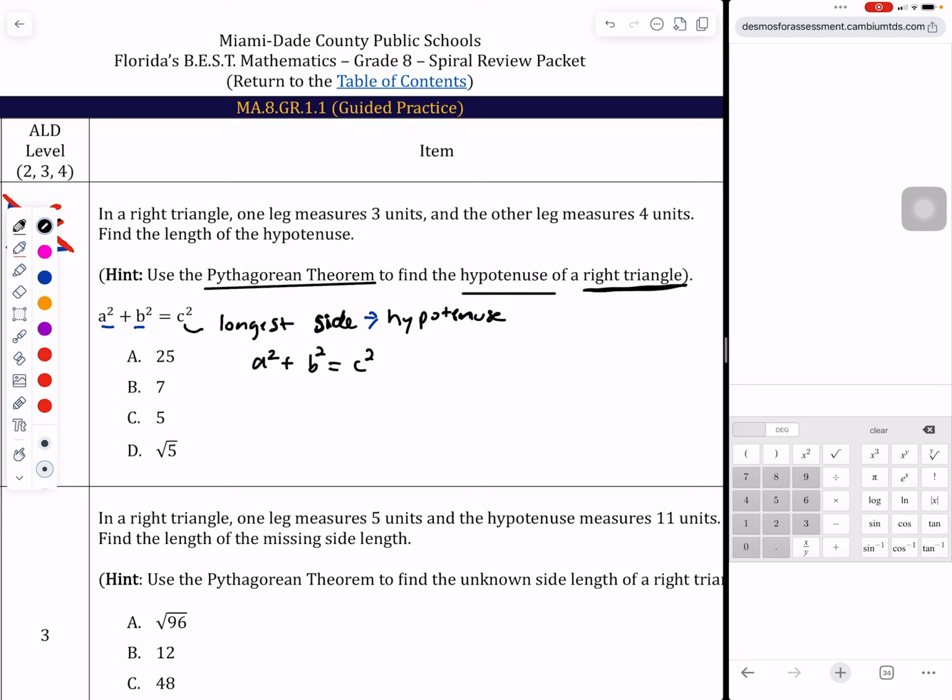Okay. So first, I always like to write the hypotenuse first. Identify C. C is my longest side. In this problem, they let me know that I have one leg, 3 units, the other leg, 4 units, and I need to find C. So I'm going to start with C squared. Leg 1 is going to be A. B squared plus 4 squared.